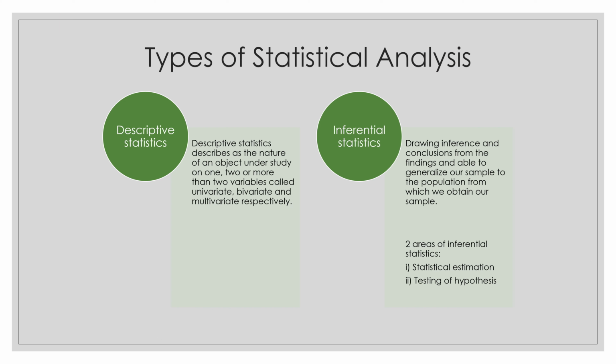Before we learn more about univariate and bivariate analysis, there are two types of statistical analysis that we should know. First is descriptive statistics, and second is inferential statistics. Descriptive statistics describe the nature of an object under study on one, two, or more than two variables, called univariate, bivariate, and multivariate respectively. While inferential statistics draw inferences and conclusions from the findings, enabling us to generalize our sample to the populations from which we obtain our sample.